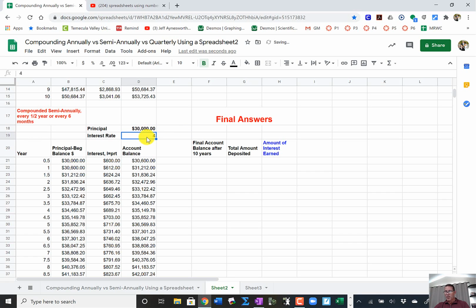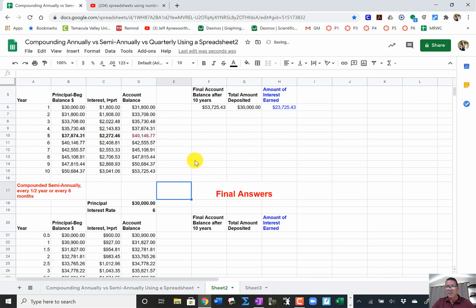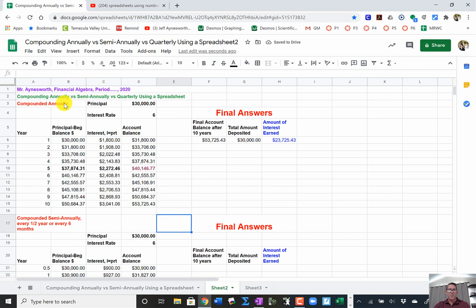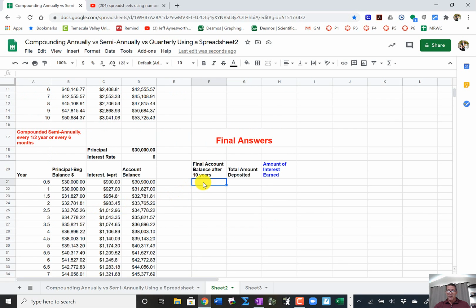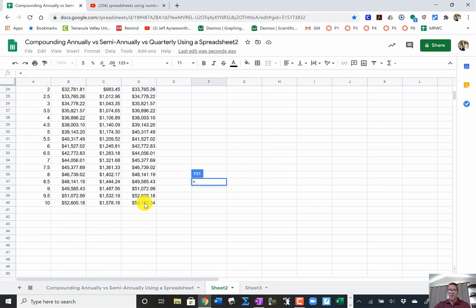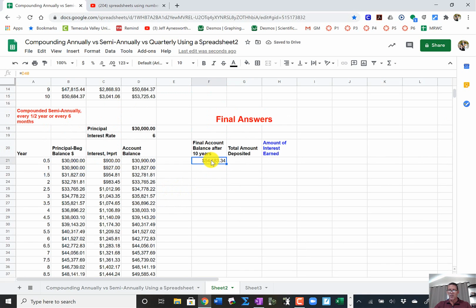There we go. Okay, let's change it back to the original numbers, because what we want to do is compare things. So I want to compare the first model, which is compounded annually, to the second model, compounded semi-annually. So what we need to do is get some final results here. What is the final account balance after 10 years? Well, that's equal to, again, you don't type in the results, you type in a formula, and you always start a formula off with the equal sign. Oops, I didn't mean to do that. Let's scratch that. Let's scroll down here to the final account balance, and then hit enter. And notice that this here, let's highlight it. Let's bold it.